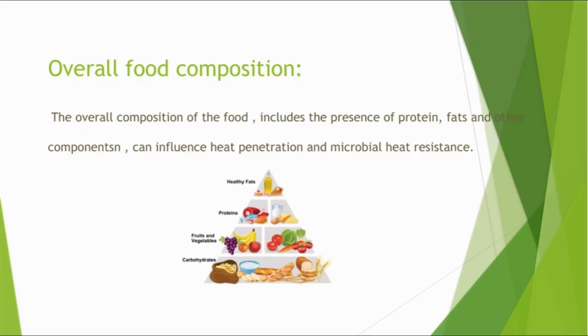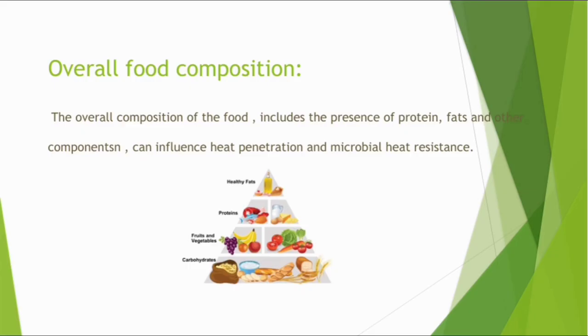For example, foods with higher fat content might heat differently compared to those with more protein or water. Additionally, the composition can influence microbial heat resistance. Some microorganisms are more resistant depending on the food matrix they're in, which means understanding the food's makeup helps us optimize heat treatment to ensure safety.